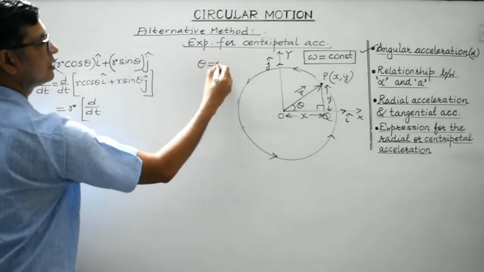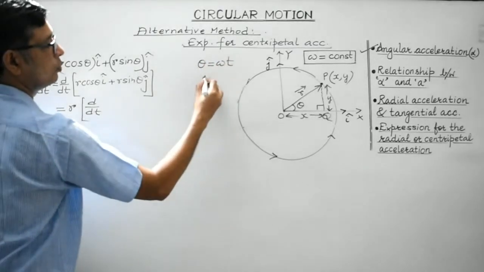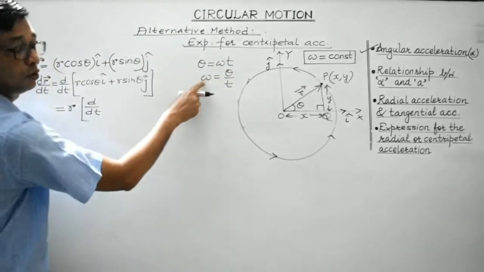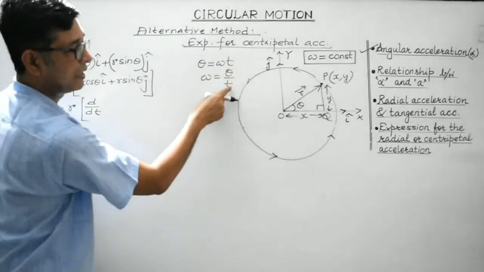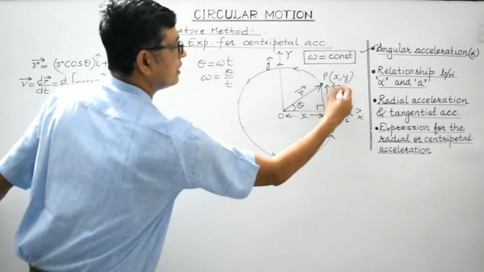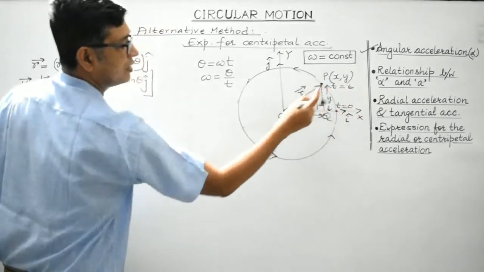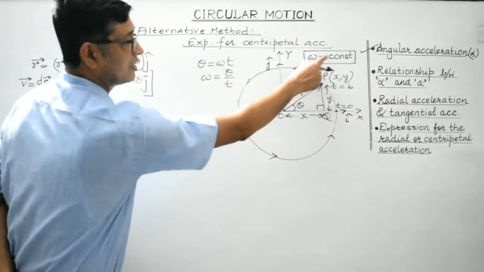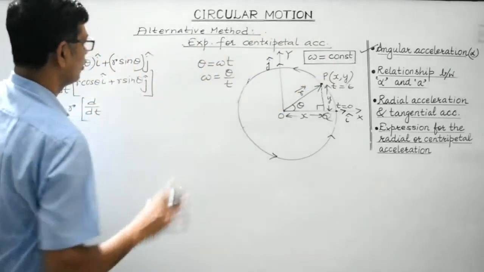Theta, students, is equal to omega t. Omega is the angular speed, it is equal to theta by t, isn't it? Omega is the angular displacement divided by time. Suppose this is at t equals 0 and this is at t equals t. So in time t, the body has covered an angular displacement of theta with angular speed omega, which is constant. So theta would be equal to omega t.